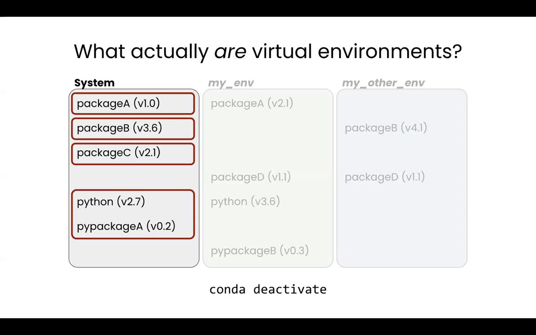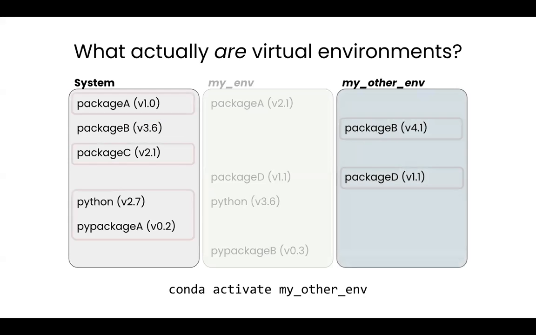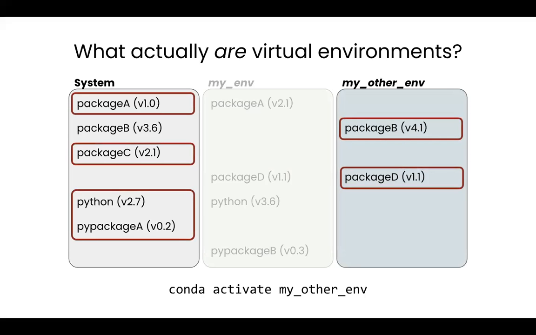When I do conda deactivate, I go back to my previous system as if nothing had changed. When I activate the other environment, you'll notice this environment doesn't have Python. So when I activate it, these are the packages that I have available. I still have the base Python available and all of its installed packages, because I did not install Python into my new environment.